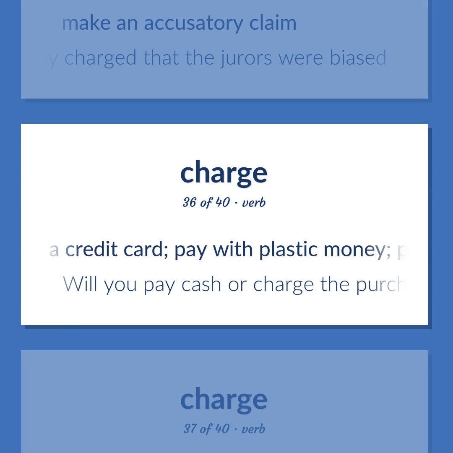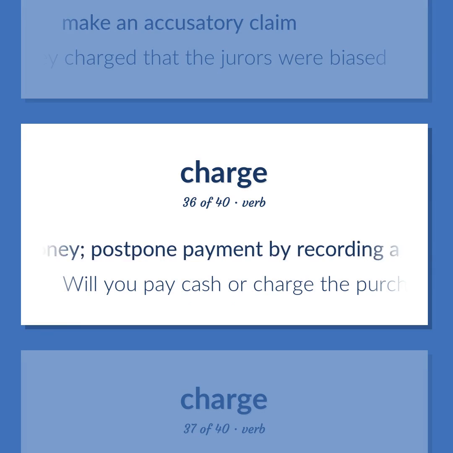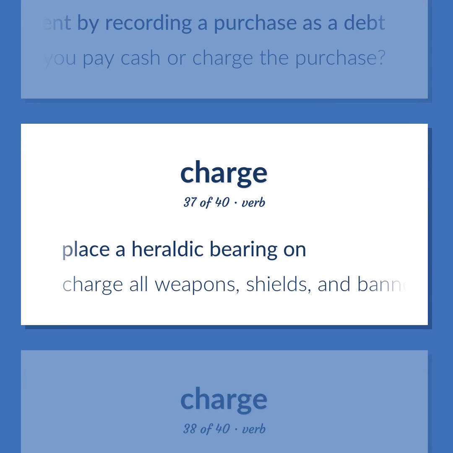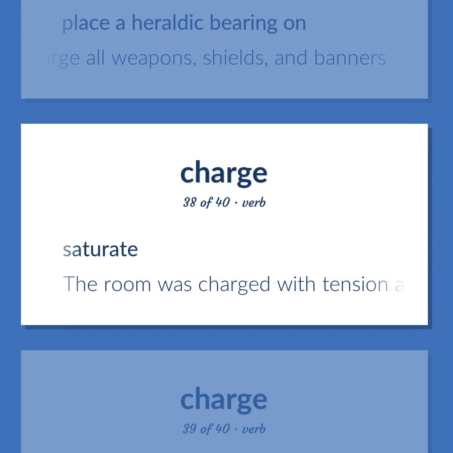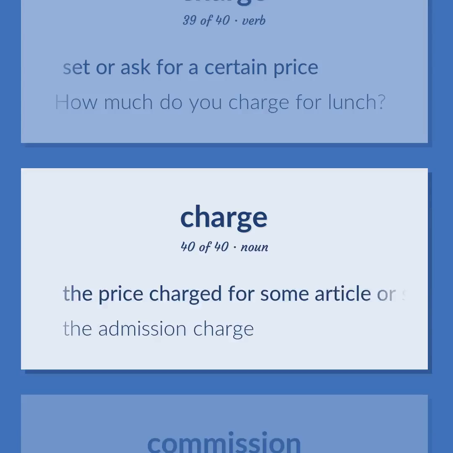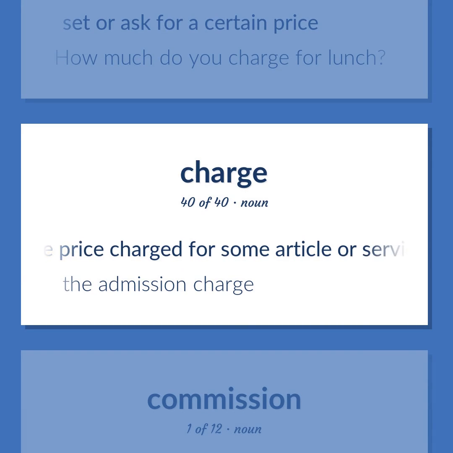Pay with a credit card. Pay with plastic money. Postpone payment by recording a purchase as a debt. Will you pay cash or charge the purchase? Place a heraldic bearing on. Charge all weapons, shields, and banners. Saturate. The room was charged with tension and anxiety. Set or ask for a certain price. How much do you charge for lunch? The price charged for some article or service. The admission charge.